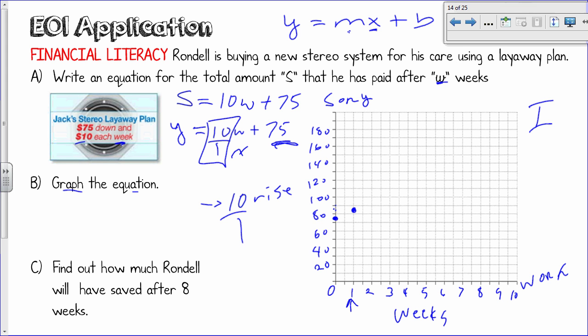That gets everybody. Now if I graph it, it's helpful here when we're doing these type of problems that you use a ruler and graph a straight line for this very reason. Everybody look up here real quick. You need a straight line for this reason because look at C. Find out how much Rondell will have saved after what? 8 weeks. Well, can't I just use my graph? Why couldn't I? There's 8 weeks right there.